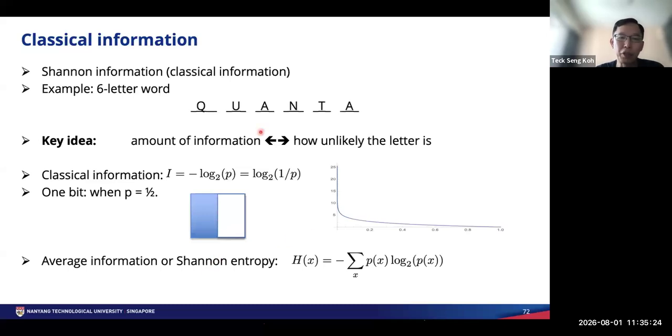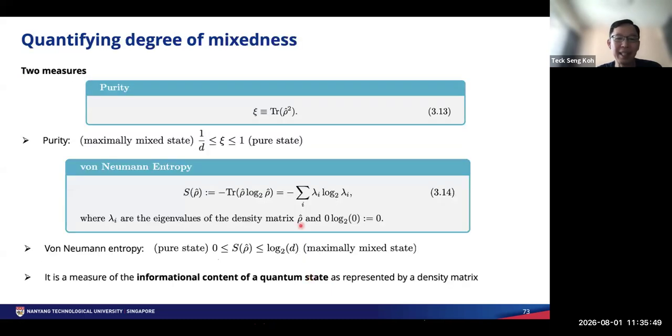And if you average over the amount of information you got, you sum up over the probability of getting one of these letters X times the information you got in each letter, then this is Shannon entropy. Now, this digression about classical information leads us to von Neumann entropy.